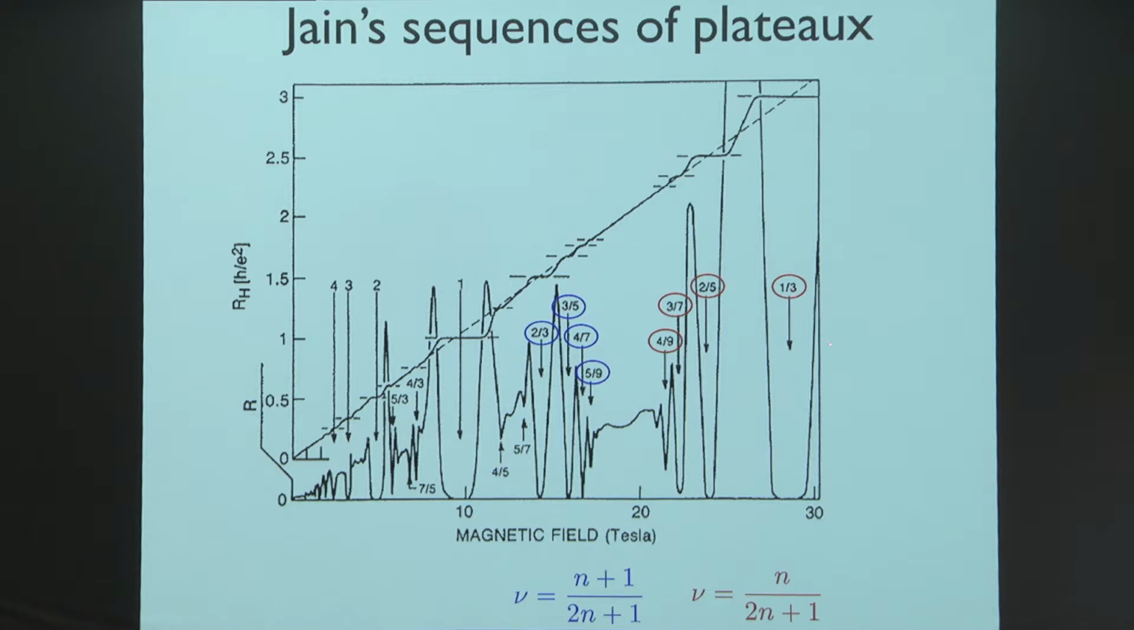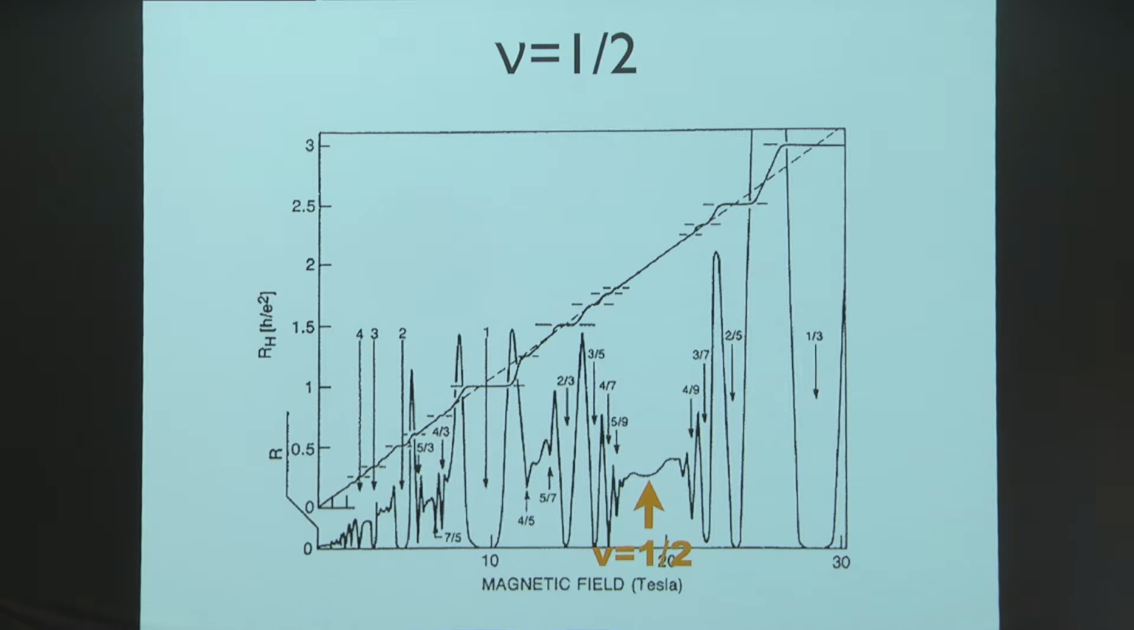So these are nu equal 1/3, 2/5, 3/7, 4/9, and 2/3, 3/5, 4/7, 5/9 from the other side. And in fact, this series seems to continue forever. Now there are samples where you can observe 10/21, at least. Taking these two series to the limit n goes to infinity, we get the filling fraction nu equal 1/2, where we have no plateau.